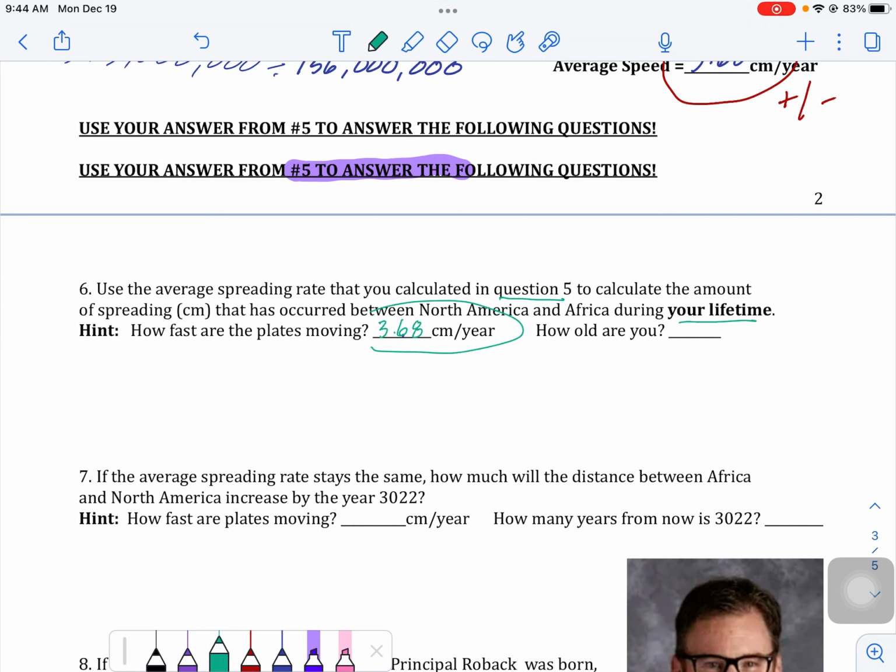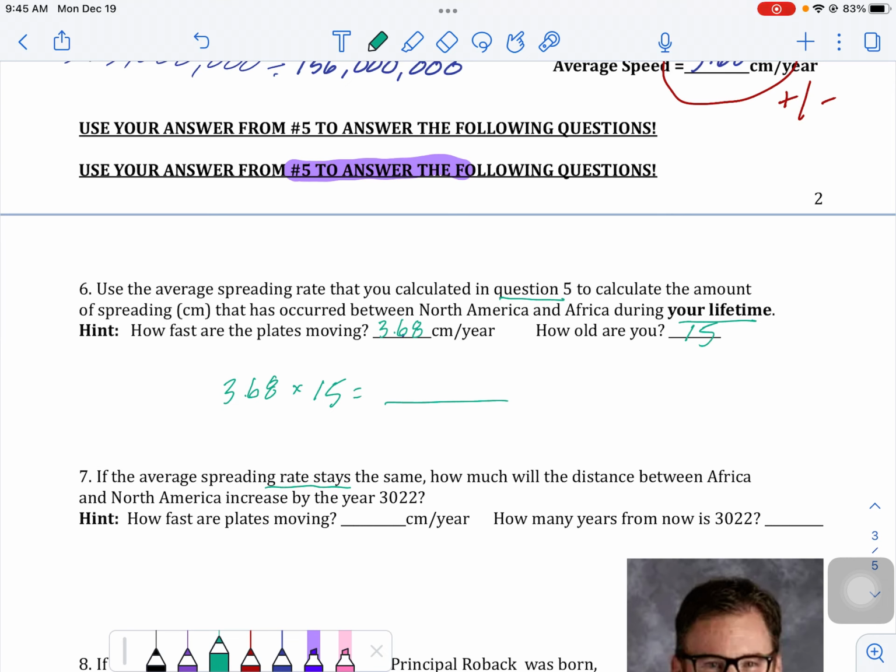So we have to know the movement, and we also have to know how old you are. And most ninth graders are, of course, in that 14 to 15-year-old range. So whatever age you are there, and then we're figuring out, well, if the plates are separating at 3.68 per year, and I want to know what would that total distance be for a 15-year time period? That's my calculation here.